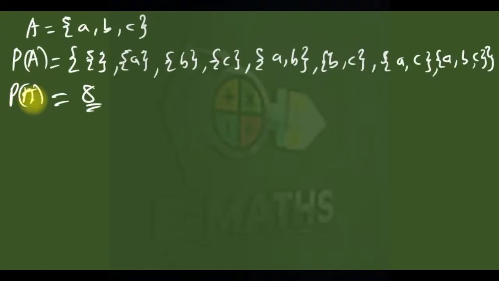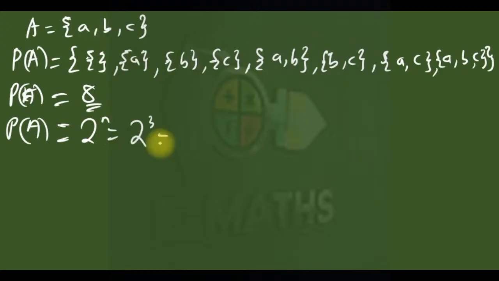Or you can still solve it as 2 raised to power n, where n is the number of elements 1, 2, 3, which is 2 raised to power 3. So without wasting time getting all this, we can still use this formula. So that's the meaning of power set.